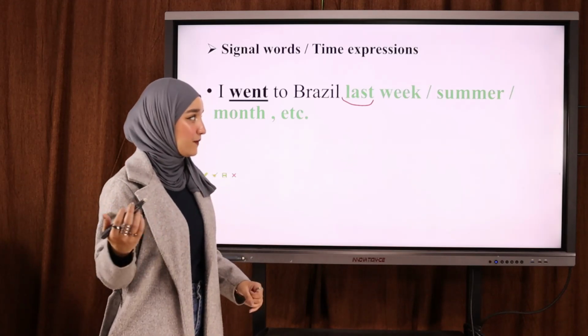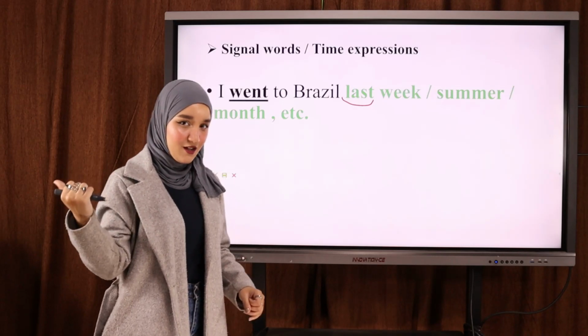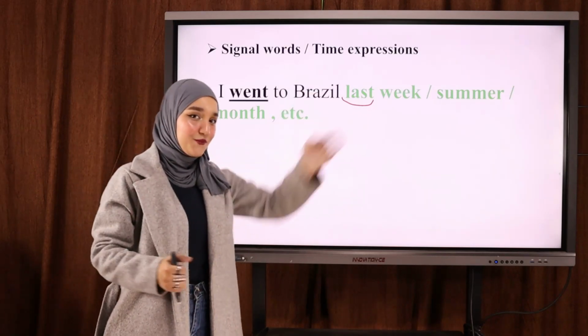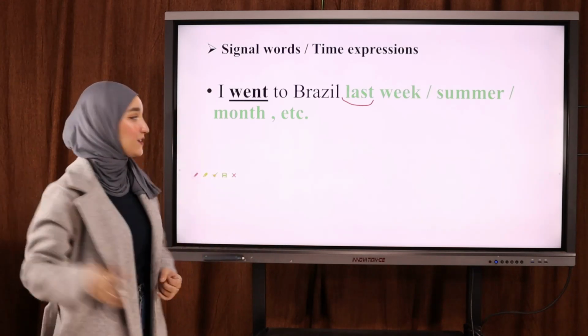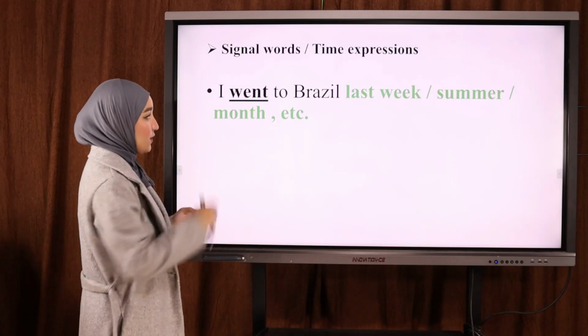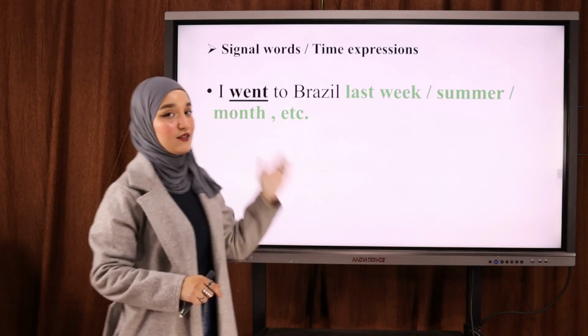Last July, جويليا الماضي, yeah. So last plus a word indicates the past because it's in the past. الماضي, the past. Okay. So your signal words for today are last week, last month, last summer, last something.